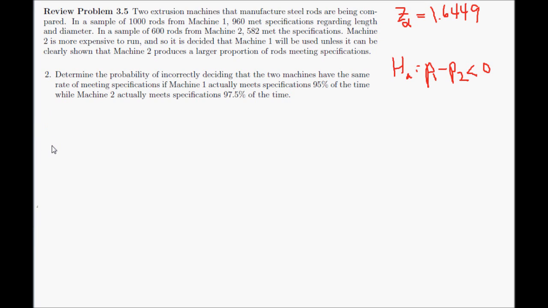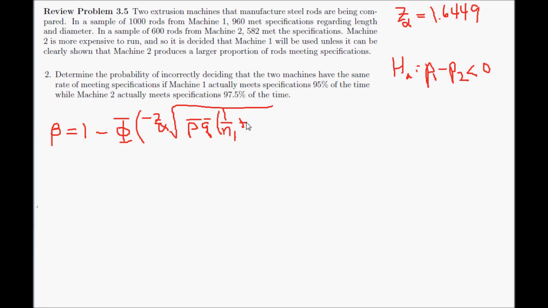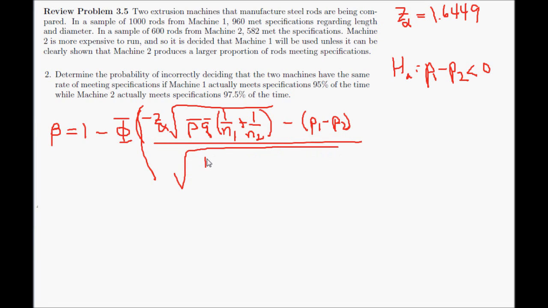And so just writing out the formula, we get that beta is equal to 1 minus phi of minus z sub alpha times the square root of p bar q bar times 1 over n1 plus 1 over n2, minus p1 minus p2, all divided by the square root of P1 Q1 over N1 plus P2 Q2 over N2.